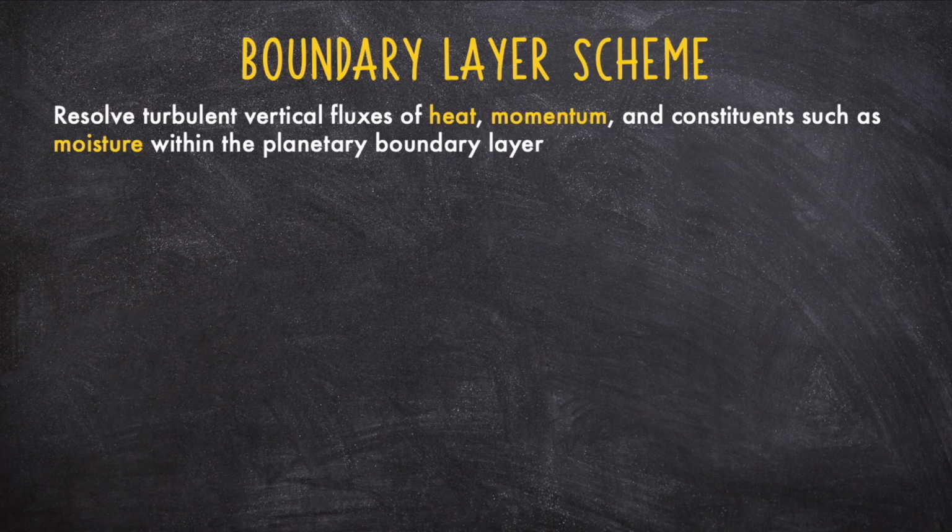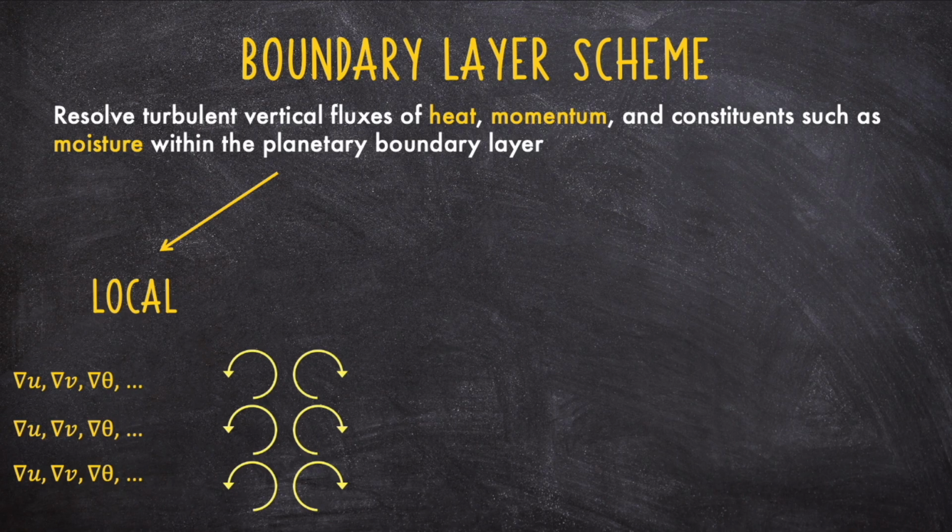And I will therefore start with the boundary layer schemes. These are used to parameterize the unresolved turbulent vertical fluxes of heat, momentum, and constituents such as the moisture within the planetary boundary layer and throughout the atmosphere. We know that the turbulent fluxes cause mixing of heat, moisture, and momentum. To describe this, there are two different types of schemes.